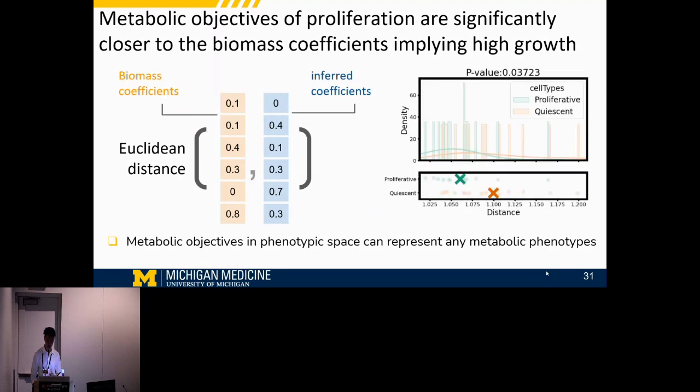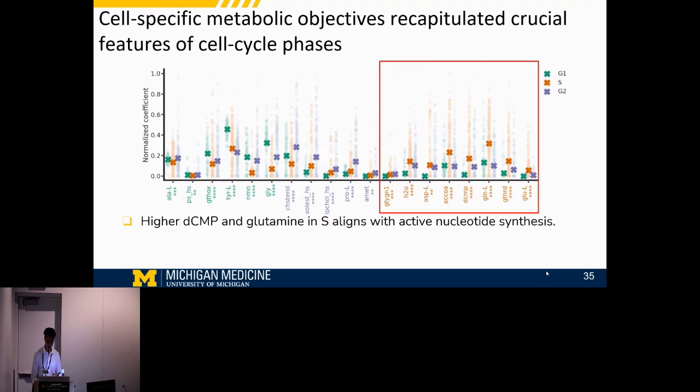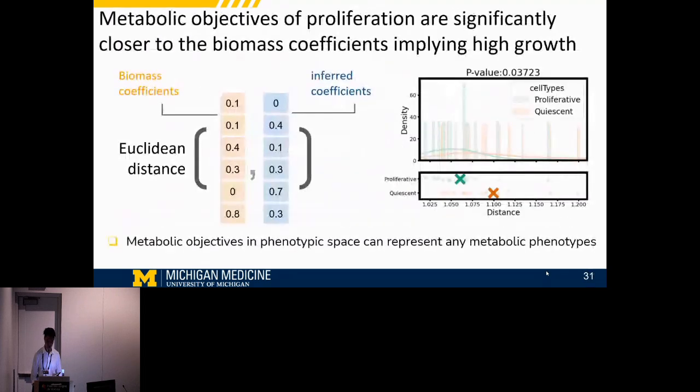And each value here is like, if the distance is closer, it means that it is closer to the cell growth phenotype. And as a result, it's really cool that we did see cells in proliferative states had objectives that show significantly shorter distance, that is, closer to the growth phenotype. It really makes sense, and we are showing that our metabolic objective can validate that and identify different phenotypes, especially for cell growth.